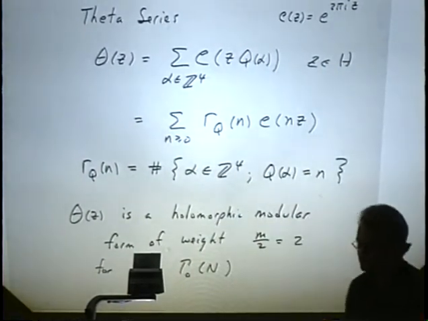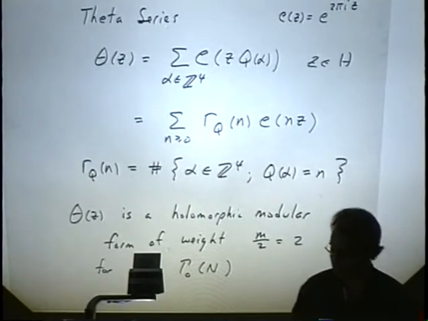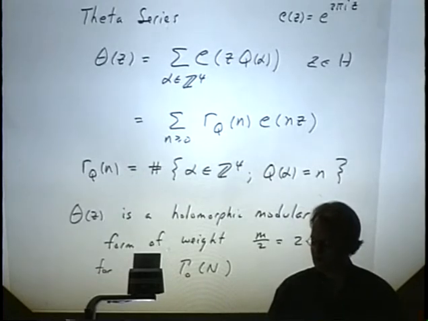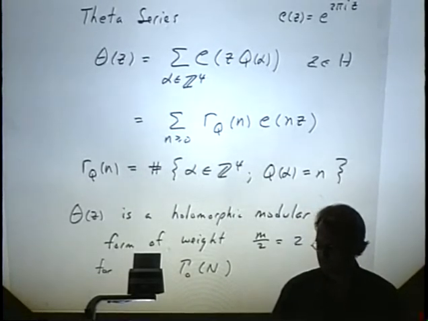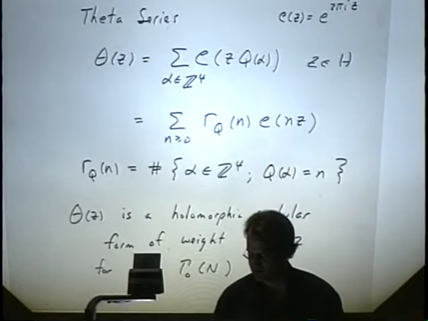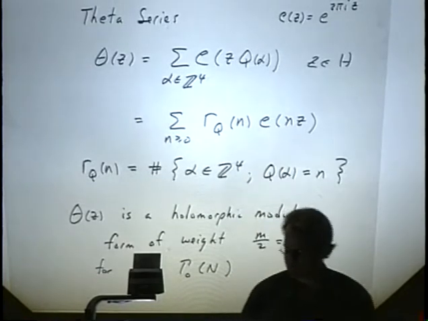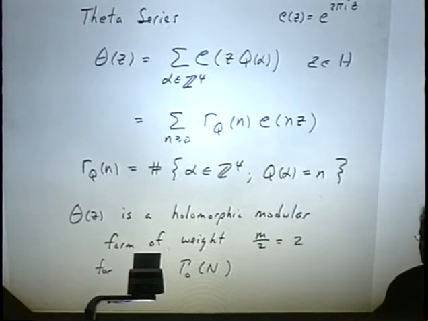And the reason that this is relevant, of course, is because if you collect together the alphas that have the same value of q, then that counts the number of solutions to q of alpha is equal to n. So if you make it into an ordinary Fourier expansion, then it's a generating function for the number of representations of the integer by q. In particular, if r_q of n is positive, then the integer is represented.